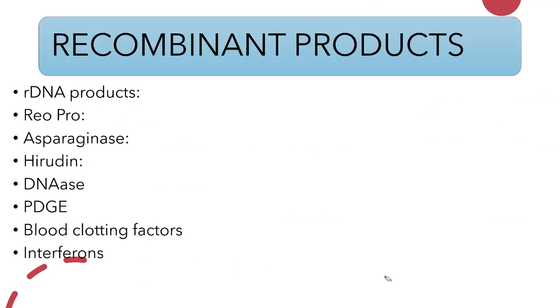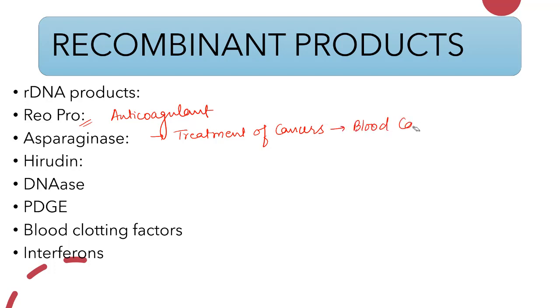Okay. Recombinant DNA products, there are different products like ReoPro. ReoPro is for the prevention of blood clots, as an anticoagulant. Asparaginase is for the treatment of cancers, especially leukemia, blood cancer. Hirudin is also used as an anticoagulant.